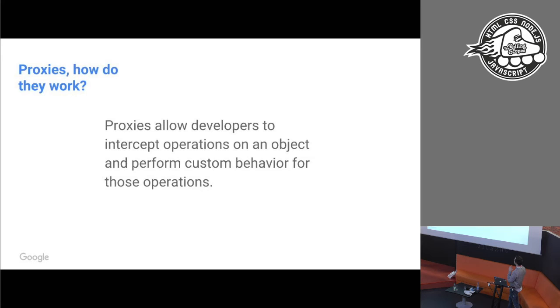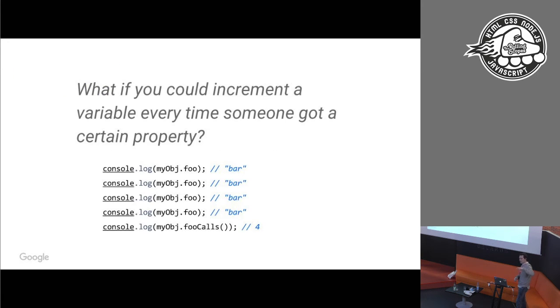So proxies allow developers, and this sounds kind of complicated, but bear with me, I'll break it down, to intercept operations on an object and perform custom behavior for those operations. What if you could increment a variable every time somebody accessed a certain property? What if I had my object.foo and somehow I could keep track of how many times foo was called? That'd be kind of cool. You can't do this today in ES5, or at least not in a general way that applies to all these examples.